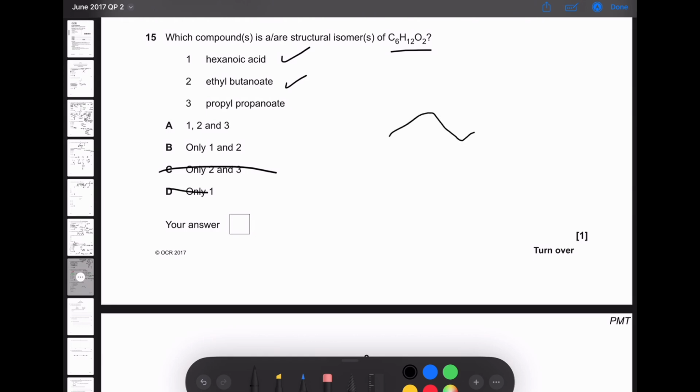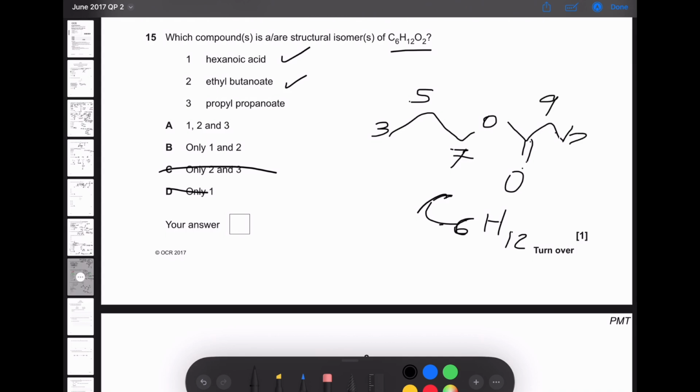And you've got propyl propanoate. There you go. And then you have got 6 carbons, so C6. H, again, it's 12, but you can just check it's 3, there it is, 5, 7, skip this, 9, 12, and then O2. So it is all 3 of them, so it is A.